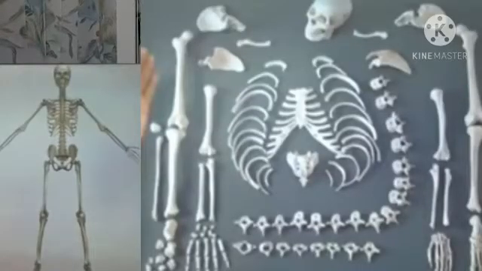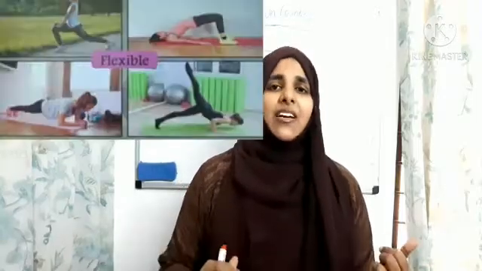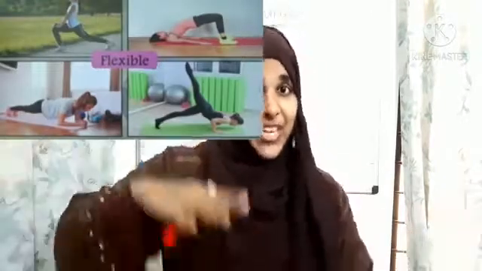Now you just look at this picture. This is our skeletal system, right? If you look closely, the entire thing is not a single structure. Well, it is made up of a number of different bones. Why? The main advantage of our body is that we are very flexible, right?